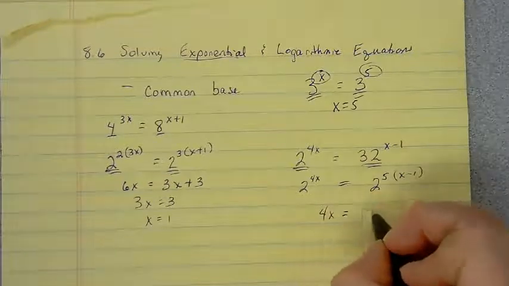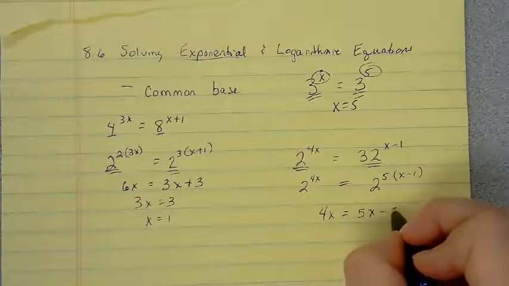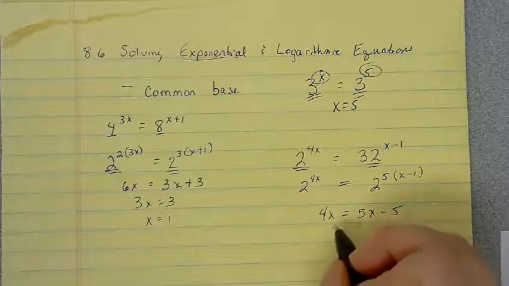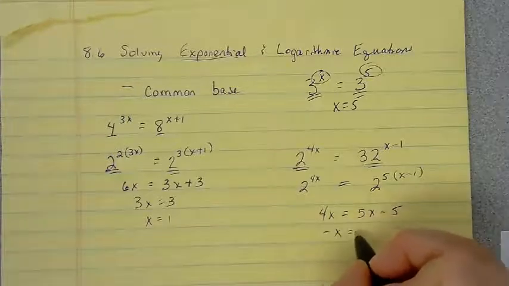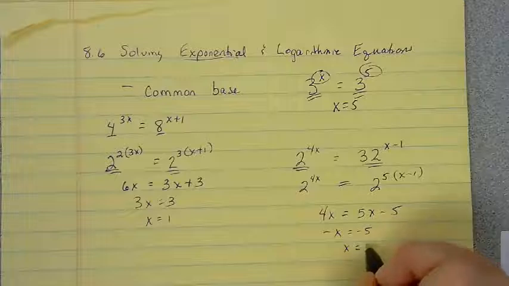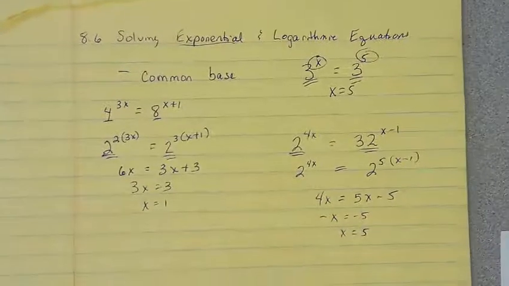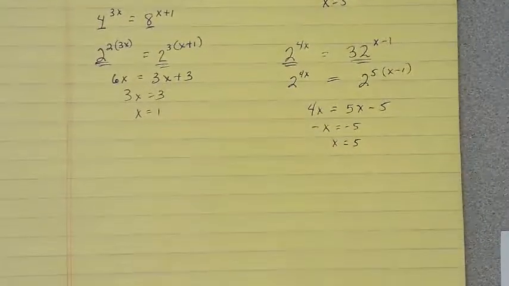So 4x equals 5x minus 5. Subtract 5x from both sides. So x is 5. So the only number that would work for x in this particular problem is 5.